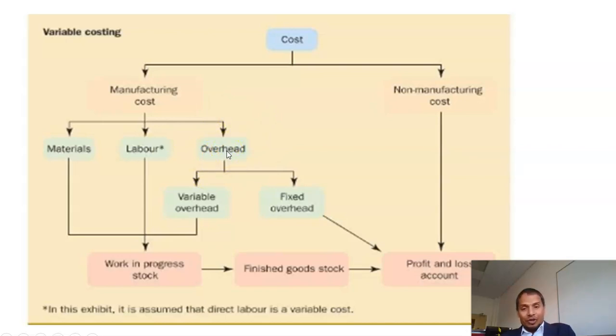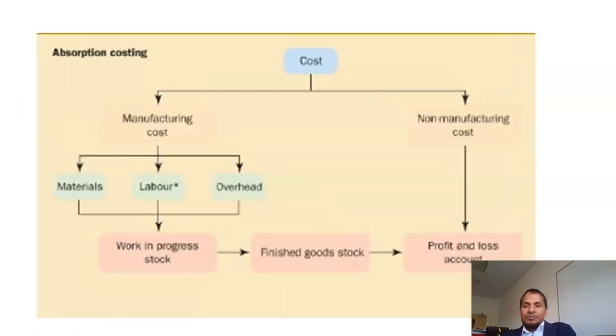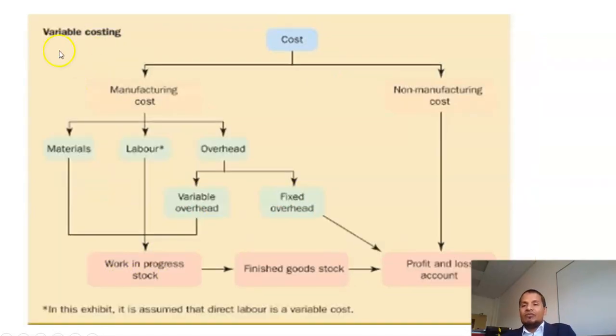In case of absorption costing, all the manufacturing cost, material, labor, all overheads, fixed or variable, both are considered as product cost. The whole overhead is considered as product cost according to absorption costing. But in case of variable costing, the variable part is considered as product cost, as work in process, stock or inventoriable cost, but the fixed part is not charged on the product, is considered as period cost and directly goes to the periodic statement, that is the profit and loss statement.